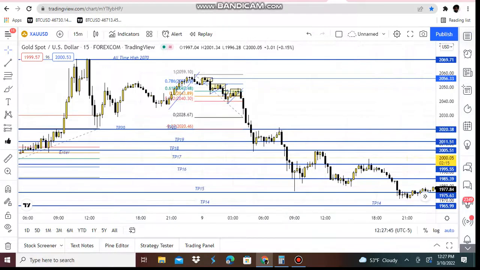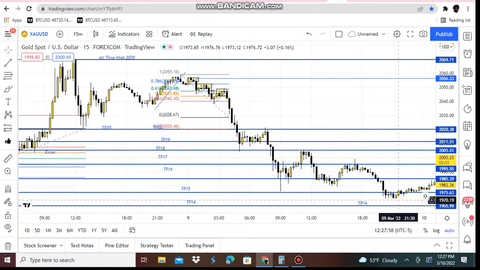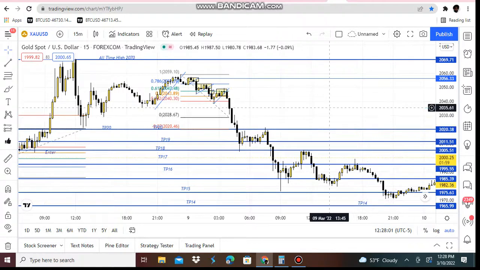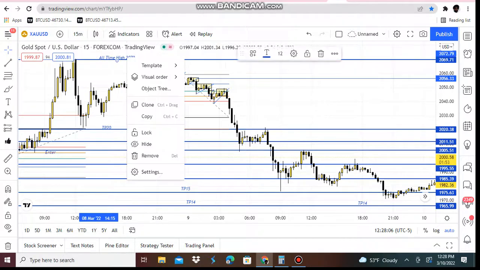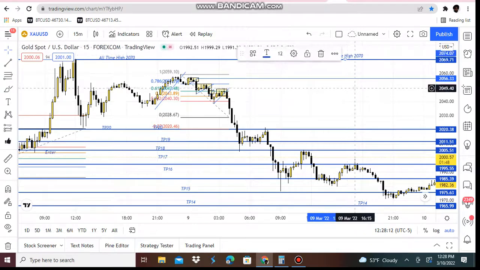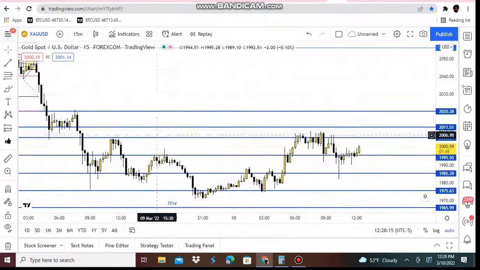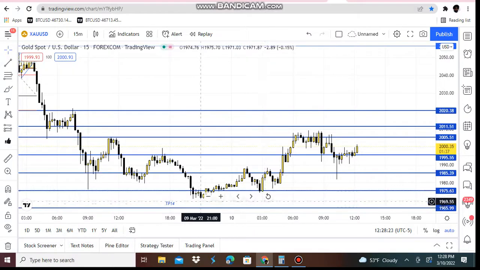Just remove this watch list real fast so we can see more. All right, so we have our all-time high up here at 2070, and gold heads all the way down to around take profit 14, 1970, before heading back up. I'm just going to clone this real fast, and drag that right there. So it gets all the way down to take profit 14, 1970, before heading back up, making higher highs.